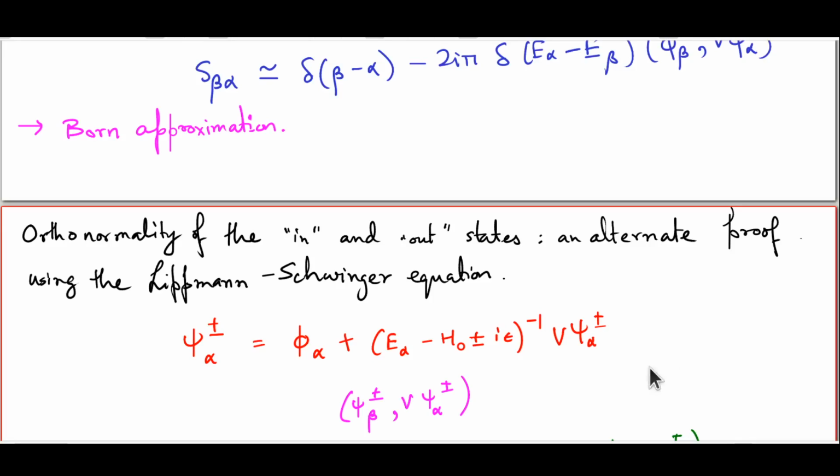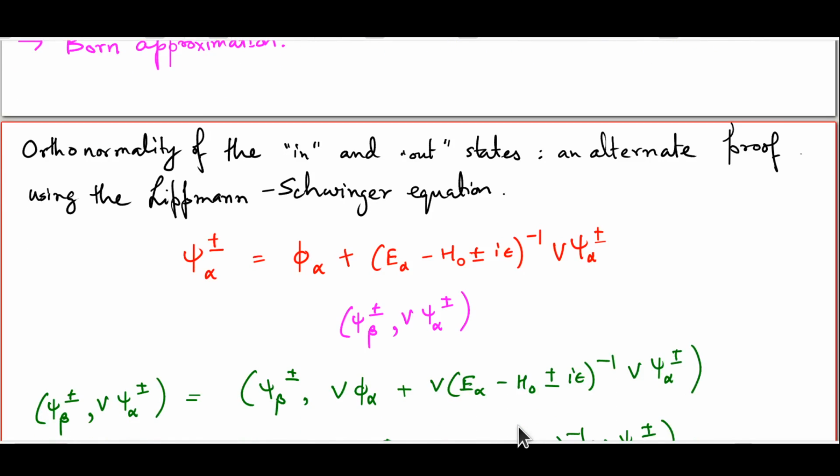We are going to evaluate this particular inner product in two different ways. One in which we replace this psi alpha plus minus by the expression which the Lippmann-Schwinger equation gives us. In the other, we are going to replace this psi beta plus minus by the corresponding Lippmann-Schwinger version. Now these two results must of course agree with each other, and that's going to give us an identity between the matrix elements T plus minus beta alpha. So let us see how that is done.